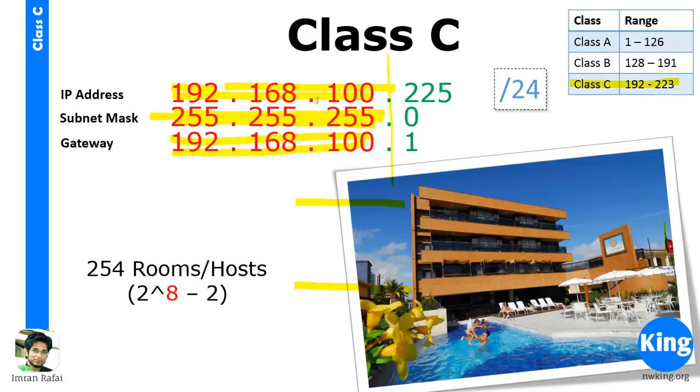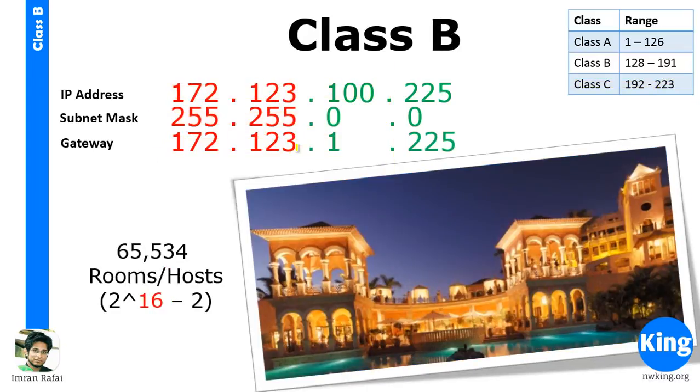The IP address and the gateway should have the same network. Alright, now let's look at class B. Again, if you look at the first octet of the IP address, it's 172. And from the table we know 172 is a class B IP address. So class B will have a subnet mask of 255.255.0.0. If you remember, class C had three 255s, but class B has two 255s.